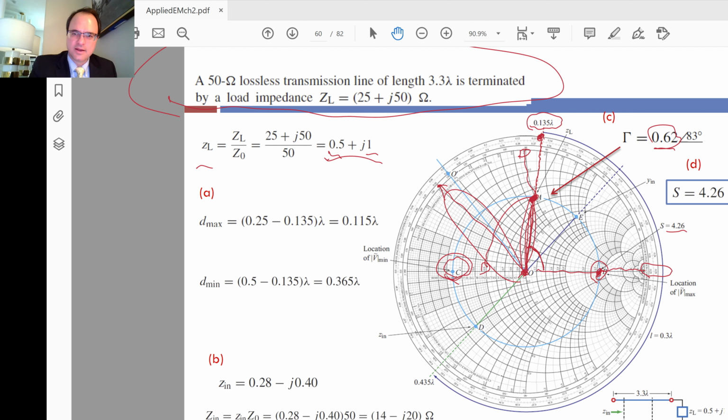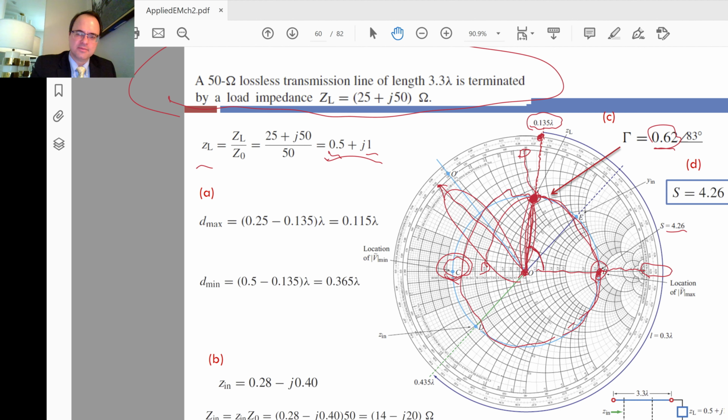First of all, we're going to start here, and we're going to go around here, and when we get back to here, we've gone half a lambda down the line. We go another half a lambda, so we go half a lambda down the line and we get back to the same position. We get half a lambda again down the line for a total of 1 lambda down the line.